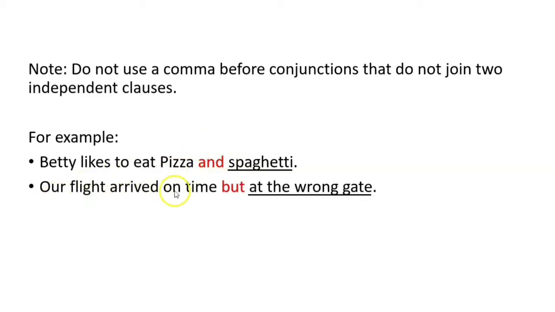Our flight arrived on time but at the wrong gate. But هي coordinating conjunction بس it doesn't join two independent clauses. Here we do not have a clause, we have a group of words. هون ما عنا clause كاملة فما منحط كوما قبل but.